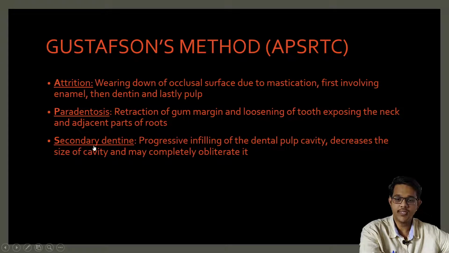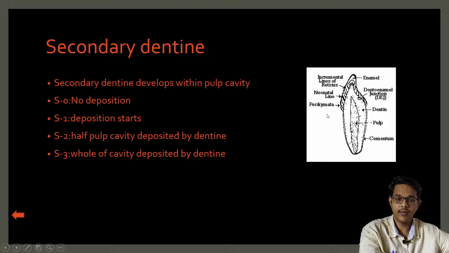Next is secondary dentin, which is a progressive infilling of the dental pulp cavity, decreasing the size of the cavity. Here the pulp cavity is filled with dentin, that is, calcium starts depositing in the pulp cavity. Again it is graded into S0, that is no deposition. S1 is deposition starts. S2 is half the pulp cavity deposited by dentin. S3 is whole of the pulp cavity deposited by dentin.